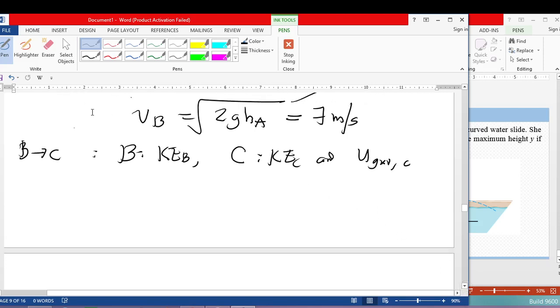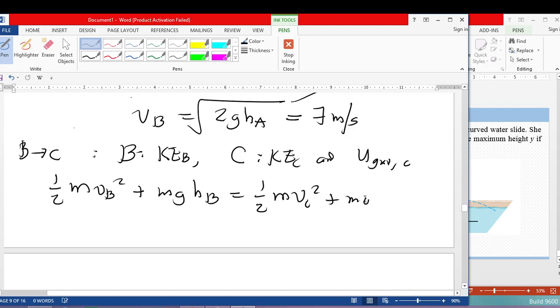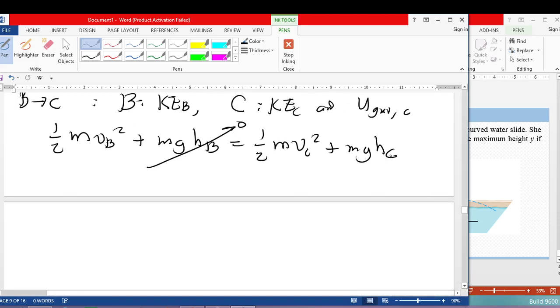Okay, so we have to find VC. Our aim is to find VC, the velocity before the projectile motion. So we have mg hB equal to 1/2 m vC squared plus mg hC. Your hB is 0. So we cancel m since it is common to all terms. So we have 1/2 vB squared minus 1/2 vC squared equals g hC.